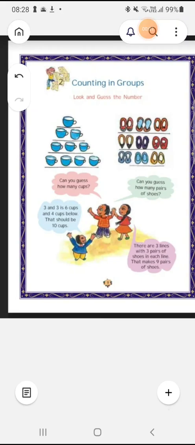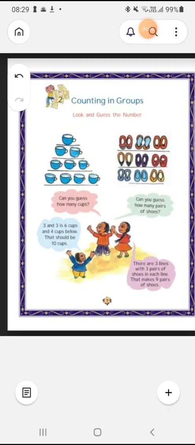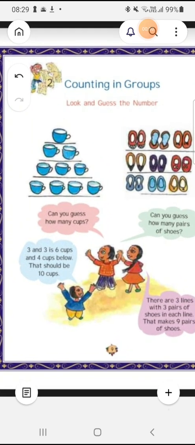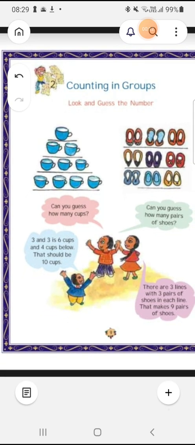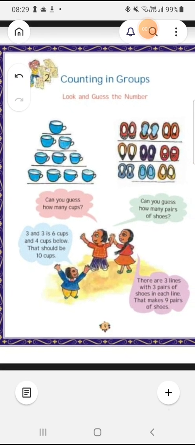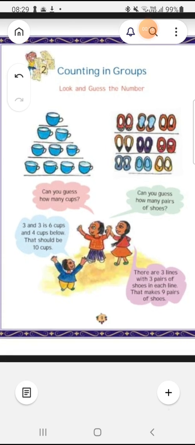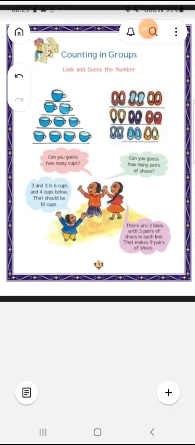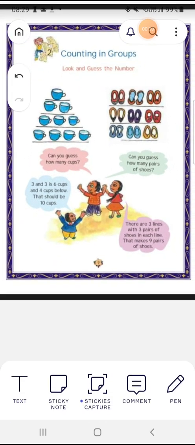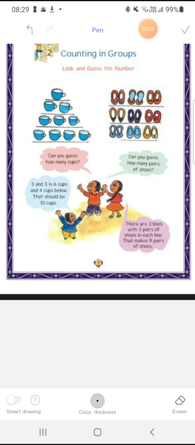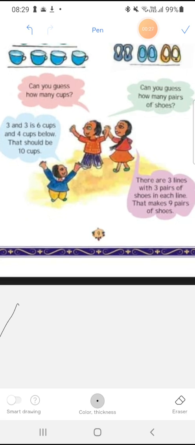Students of class 2, today we are going to learn the chapter counting in groups. It's in your book. If you open your book, the second chapter is counting in groups. The name of the second chapter is counting in groups.